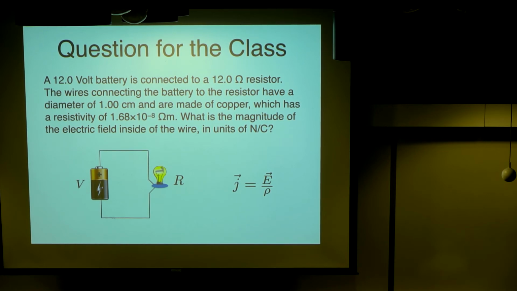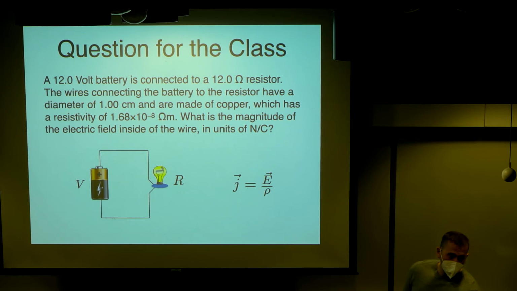So let's do that. In this problem, we have a 12-volt battery connected to a 12-ohm resistor. The wires connecting the battery to the resistor have a diameter of 1 centimeter and are made out of copper, which has a resistivity of 1.68 times 10 to the minus 8 ohm meters. Question is, what is the magnitude of the electric field inside of the wire in units of newtons per coulomb?